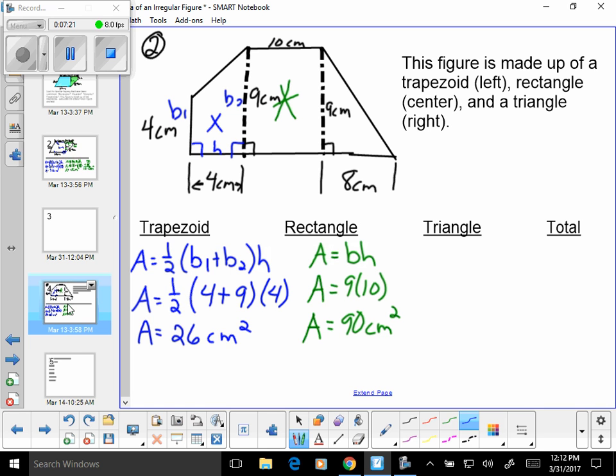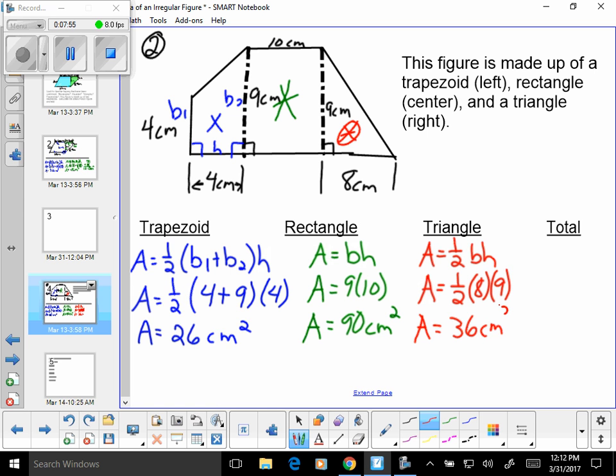Then I'm going to do the triangle. And that I'm going to do in red. Area of a triangle is 1/2 BH. Now this is why it's very important that you're familiar with the various formulas and why I have you work with those flashcards to learn the formulas. 1/2, the base, which in this case is 8, and the height, which is 9. Half of 8 is 4, 4 times 9 is 36 centimeters squared, and I have to add to get my total.